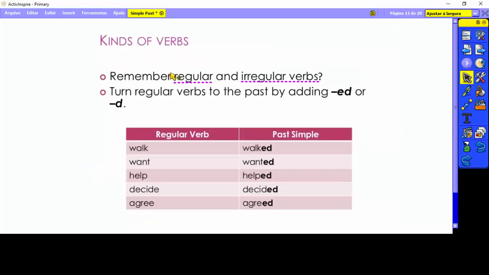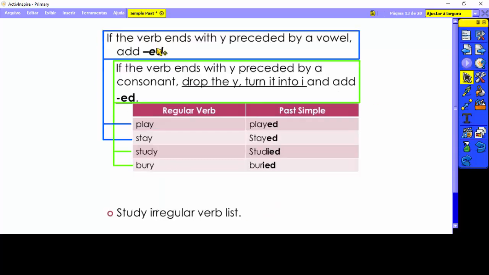Kinds of verbs. Remember regular and irregular verbs? Turn regular verbs to the past by adding ed or d. So first of all, let's talk about the regular verbs. So walk turns into walked. Want, wanted. Help, helped. Decide, decided. Agree, agreed. If the verb ends with y preceded by a vowel, add ed. If the verb ends with y preceded by a consonant, drop the y, turn it into i, and add ed.